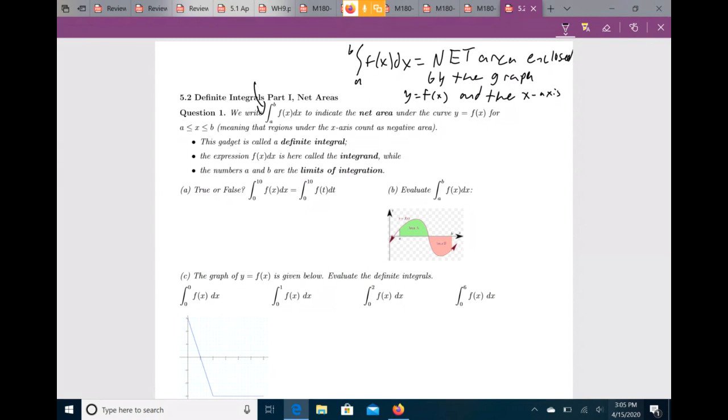Okay. Right. So, true or false: the integral from 0 to 10 of f of x dx is equal to the integral from 0 to 10 of f of t dt. This is true. The idea here is that it doesn't matter what variable I use. If f is the same function and I graph it using t or x, the area under the curve will be the same. Okay, so this is true.